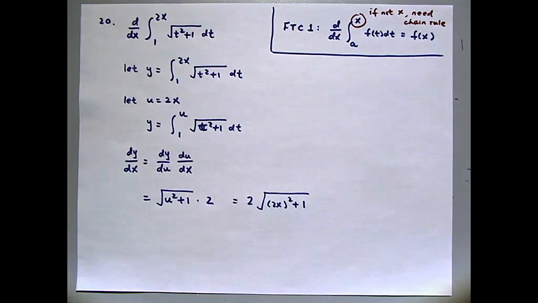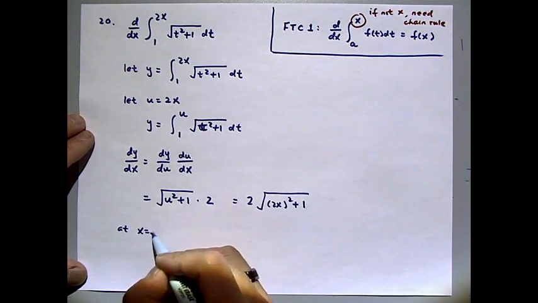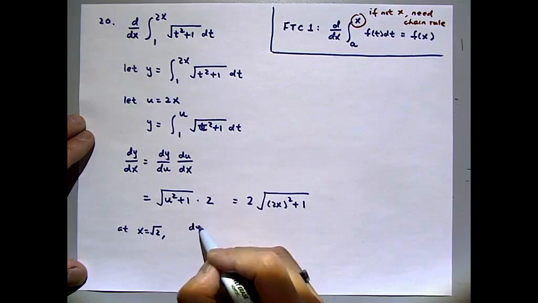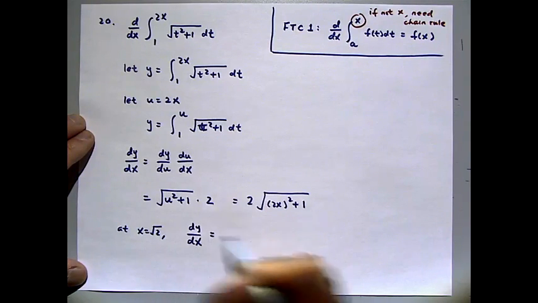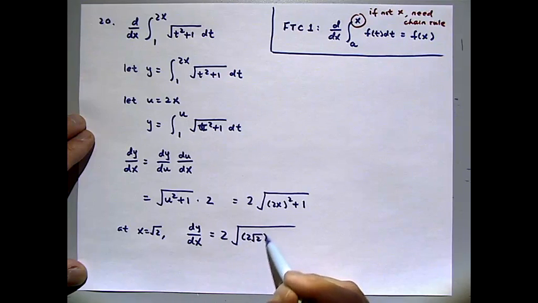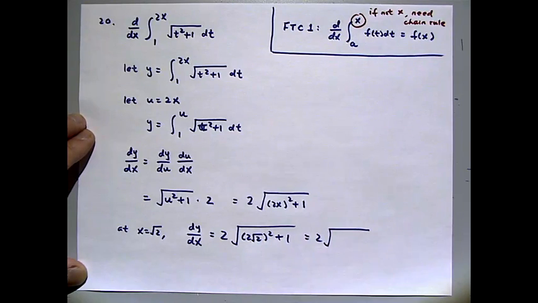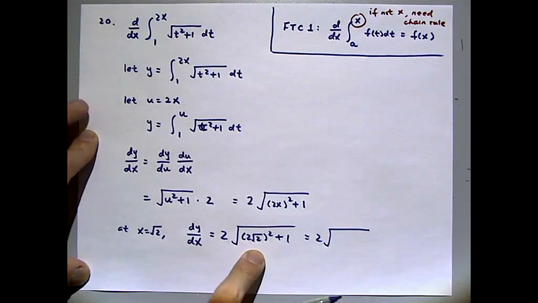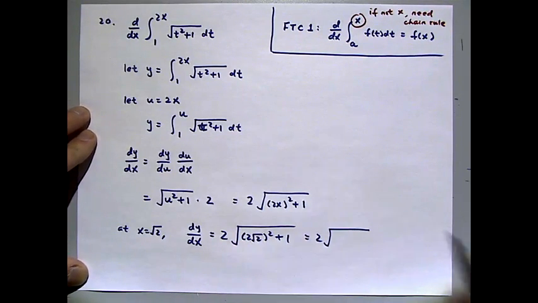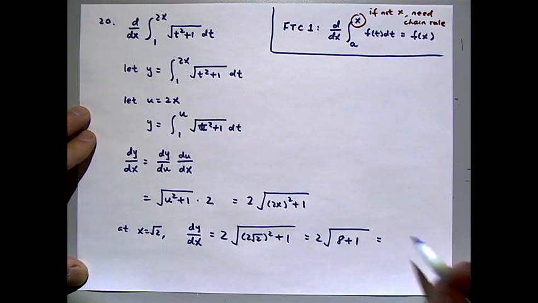Oh, and the problem wants us to find this thing at x equal to radical 2. Well, that's easy. That part is trivial once you got this equation. So what's this? It's 4 times 2, 8. 8 plus 1 is 9. So that's a 3 times 2, 6.